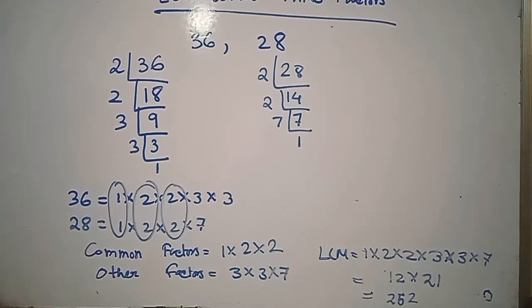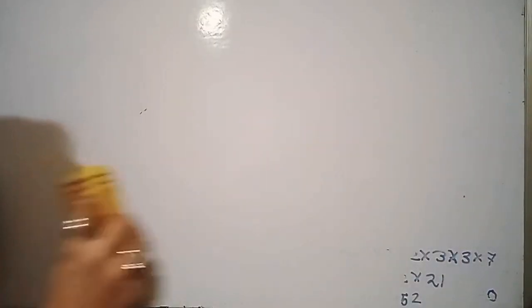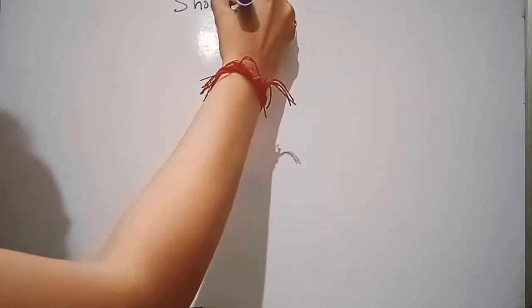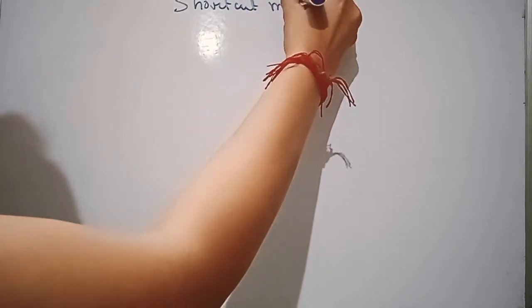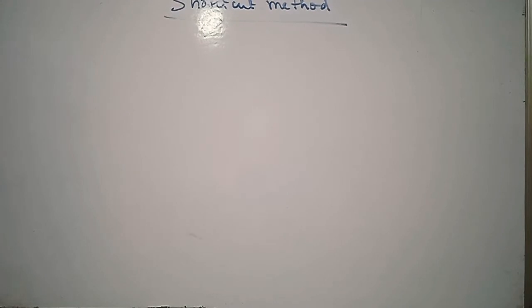The next method we are going to learn is the shortcut method. This is used by others so that they can find LCM easily. So that is known as the shortcut method. We have also used this method for HCF. Here we will find the LCM of two numbers. Let us take first two easy numbers.